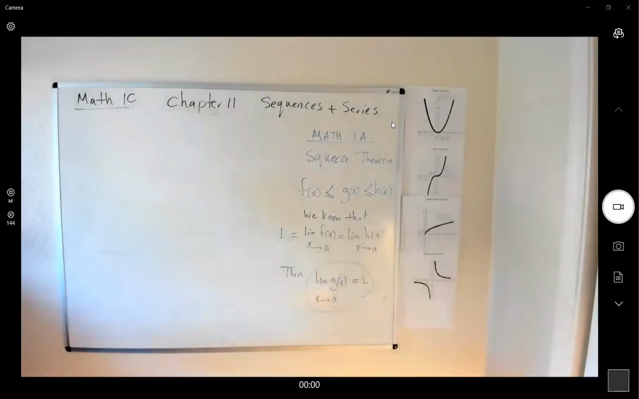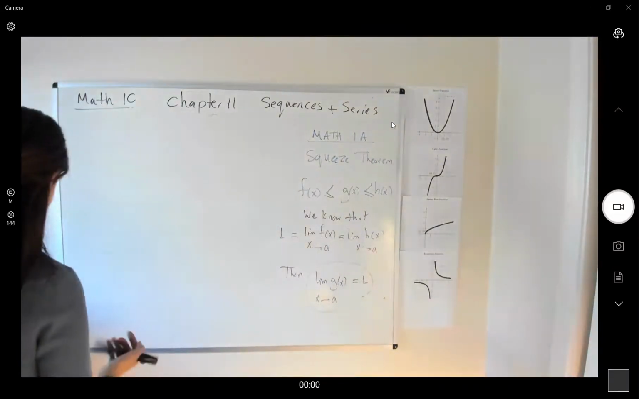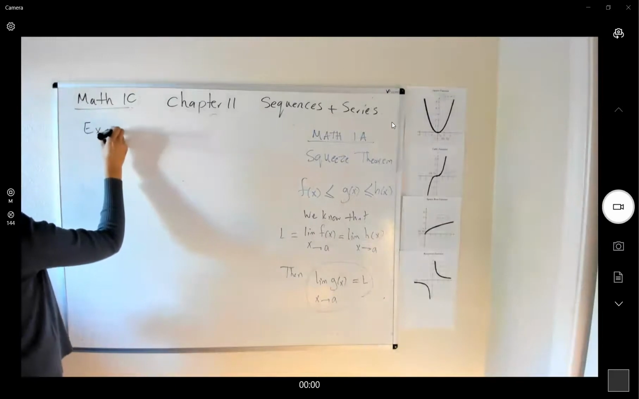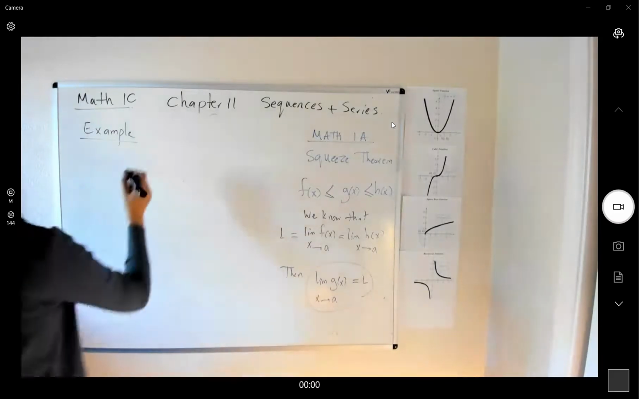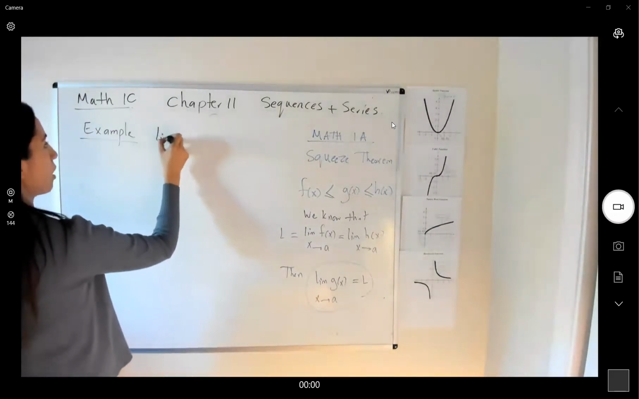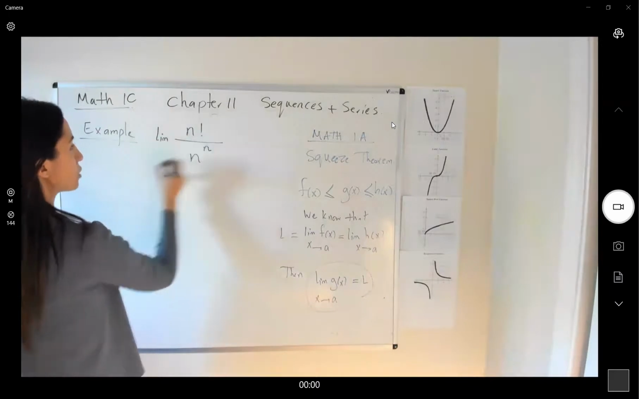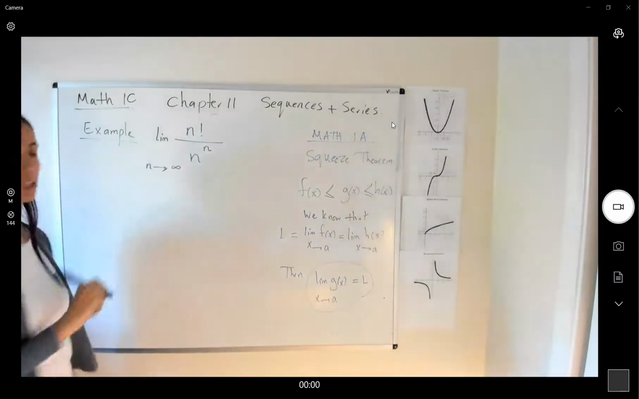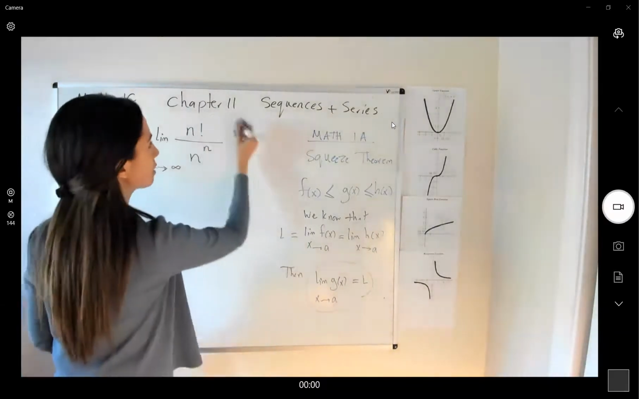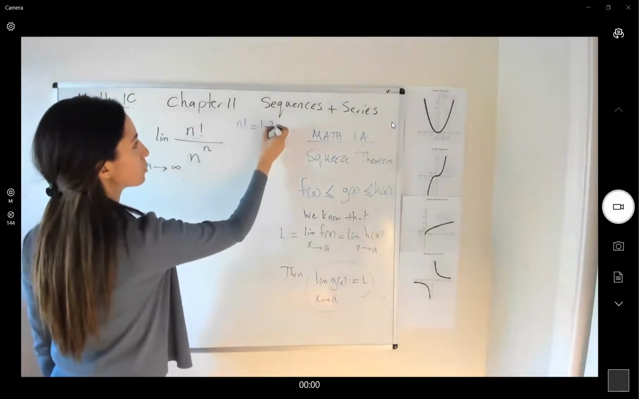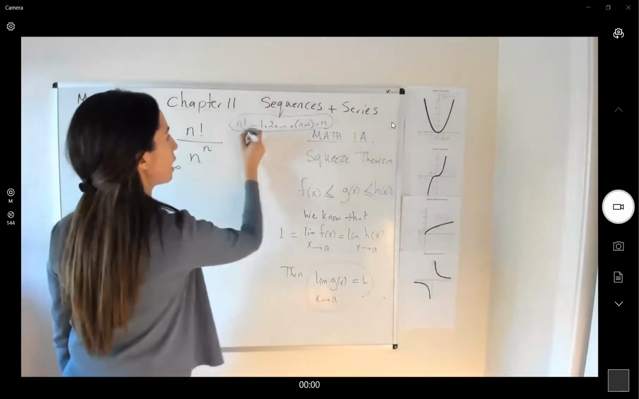Okay, let's apply this theorem that we learned in Math 1A to sequences. Example. So this example says, find the limit of this sequence, n factorial divided by n raised to n, while n goes to infinity. Remember that? n factorial is defined as 1 times 2 times 3 times up to n minus 1 times n. That's how we define n factorial.